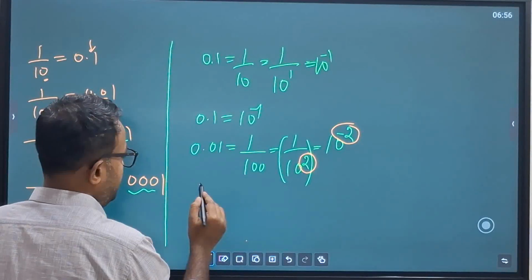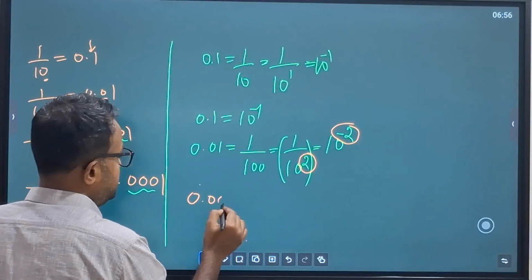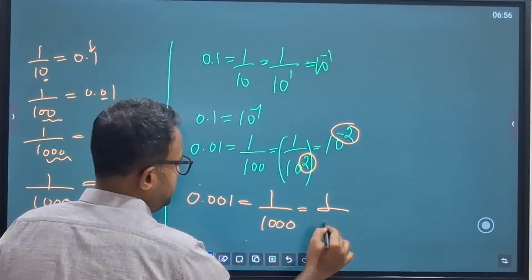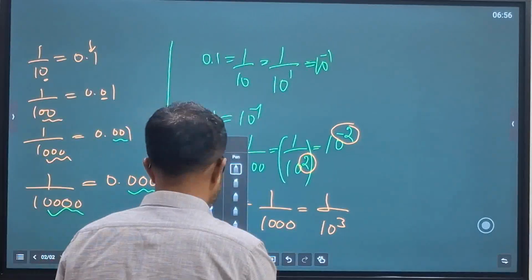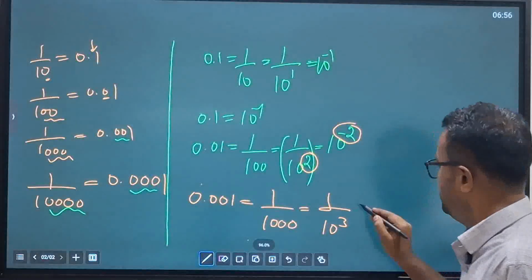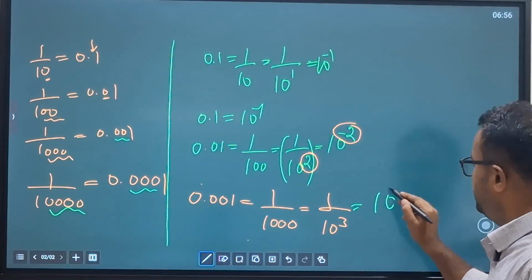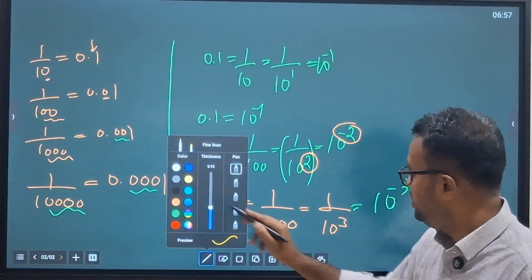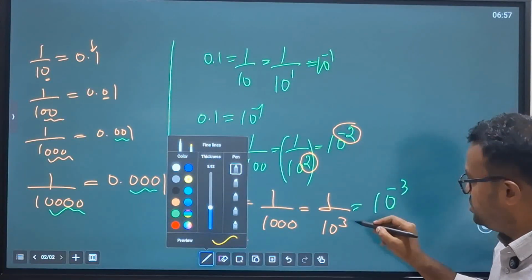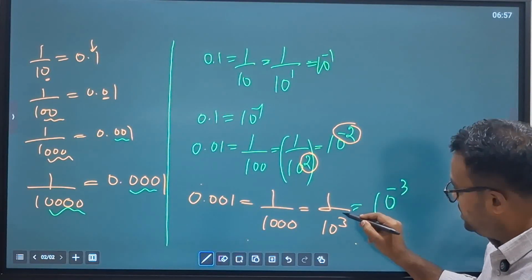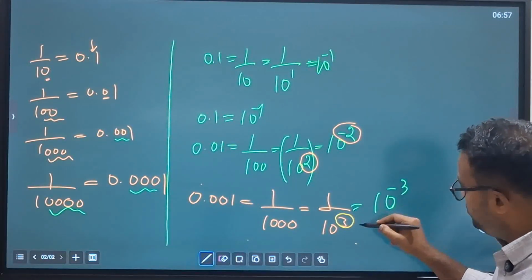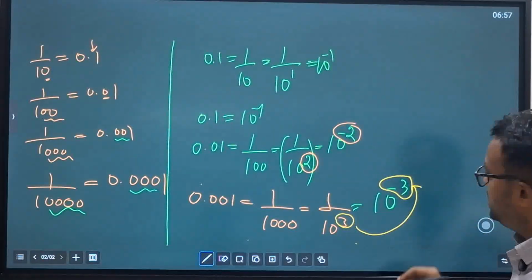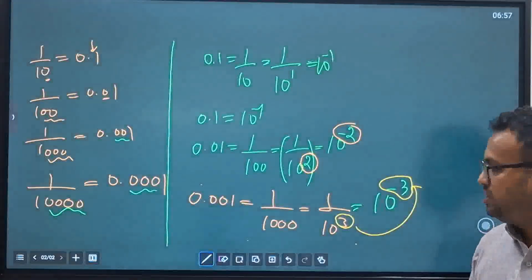Similarly, 0.001 is nothing but 1 by 1000, that is 1 over 10 power 3. So what happens to the 10 power 3? It becomes 10 power minus 3. So here, closely observe. There is a positive power here. When you shift the entire number to the numerator, it will get a negative power.